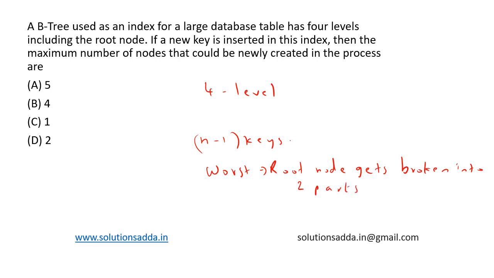Thus, initially we have 4 levels, but as it's broken into 2 parts, the level will increase by 1. So we have 5 levels in the worst case. So the correct answer is option A, 5, to this question.